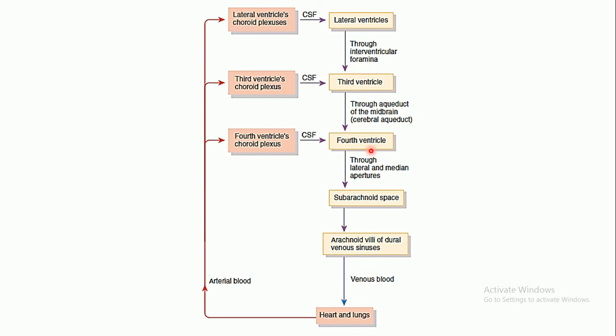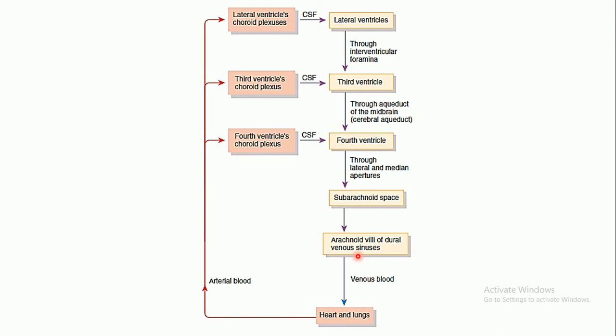the fourth ventricle. Whatever CSF is present in the lateral ventricles, it will enter into the third ventricle through the interventricular foramina on either sides. From third ventricle, it will move into the fourth ventricle through the aqueduct of the midbrain or the cerebral aqueduct. And through the lateral and the median apertures, it will move into the subarachnoid space. From here, this may be reabsorbed into arachnoid villi of the dural venous sinuses, and this venous blood will be returned back to the heart. So that's how the formation and the flow of CSF will take place.